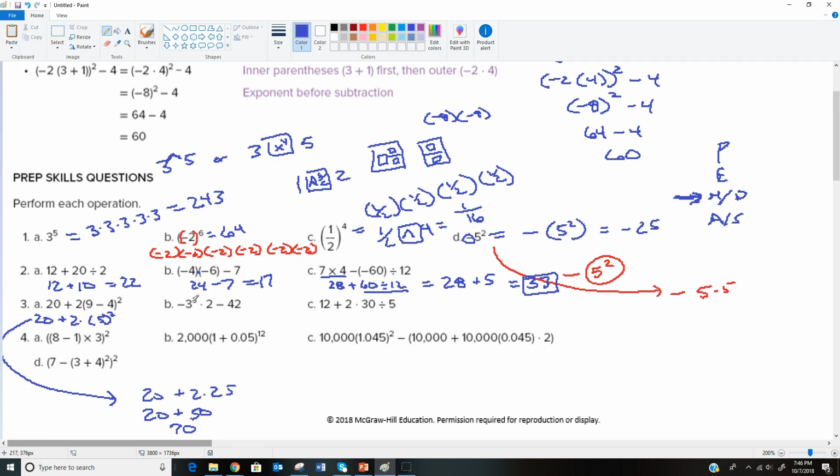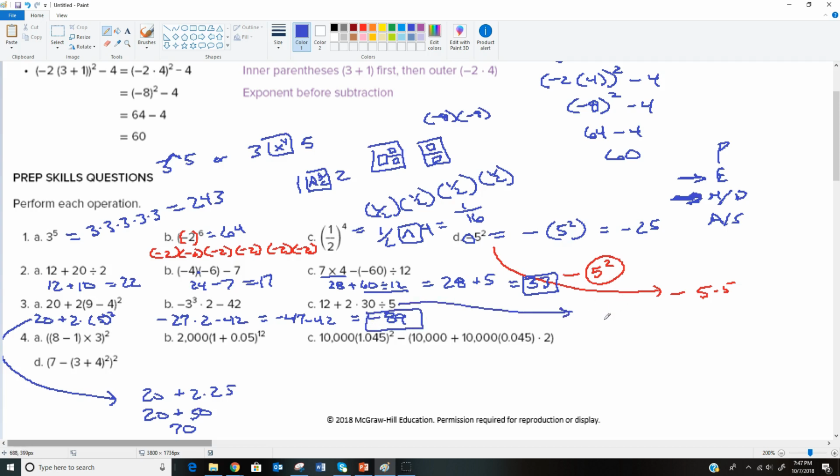This next one, we've got the cube is on the 3, but not on the negative. So this is negative 3 cubed, which would be negative 27 times 2 minus 42. And I wanted to do that exponent because that comes before multiply and divide. So we did the exponent of 3. Now we're going to multiply. Negative 27 times 2 is negative 54. And then negative 54 minus 42 would be negative 96. And so 3b is negative 96.